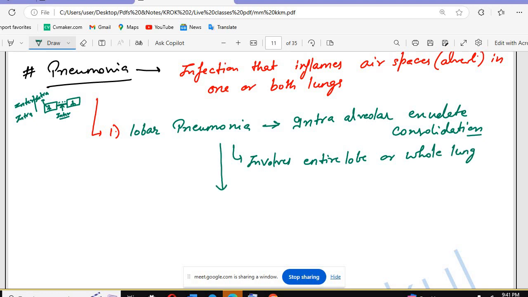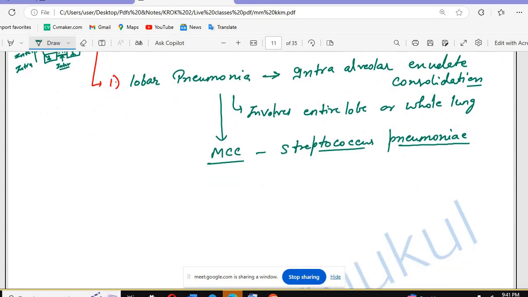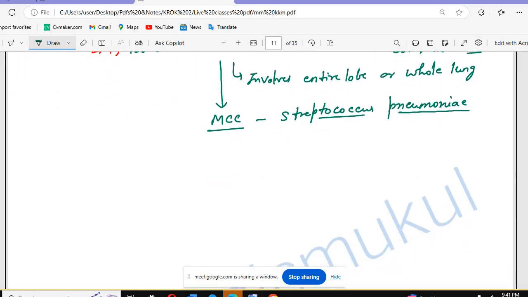And the most common cause for lobar pneumonia is Streptococcus pneumoniae. This is the most common cause.